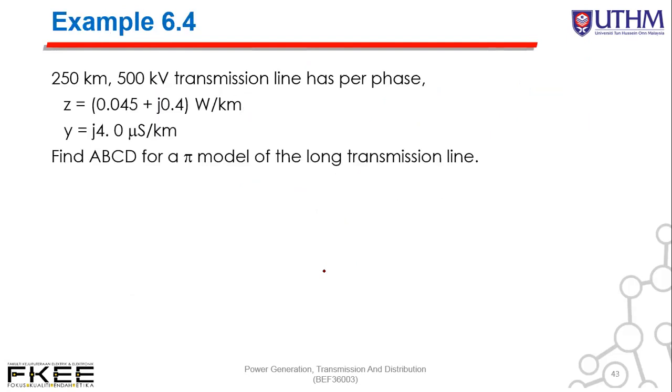Now let's look at example 6.4. We have a 250 kilometer transmission line, 500 kilowatt, with per phase values of Z equal to 0.0445 plus j0.4 ohm per kilometer, and Y equal to j4.0 microsiemens per kilometer. So find the ABCD parameters, or ABCD constants, for the pi model for the long transmission line.